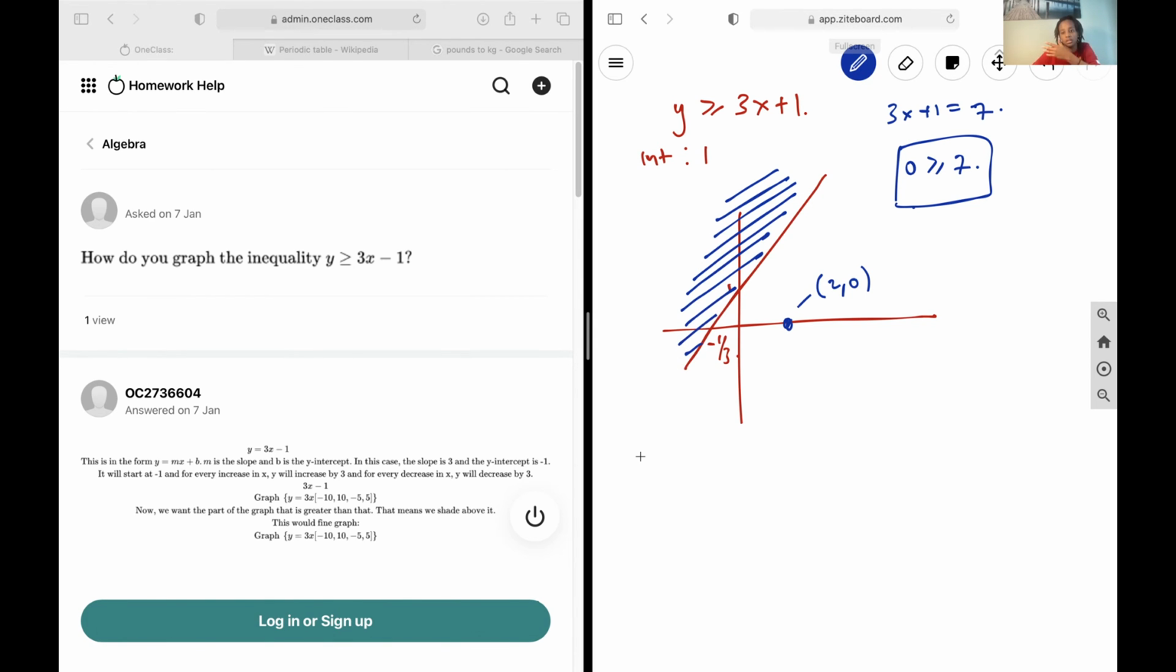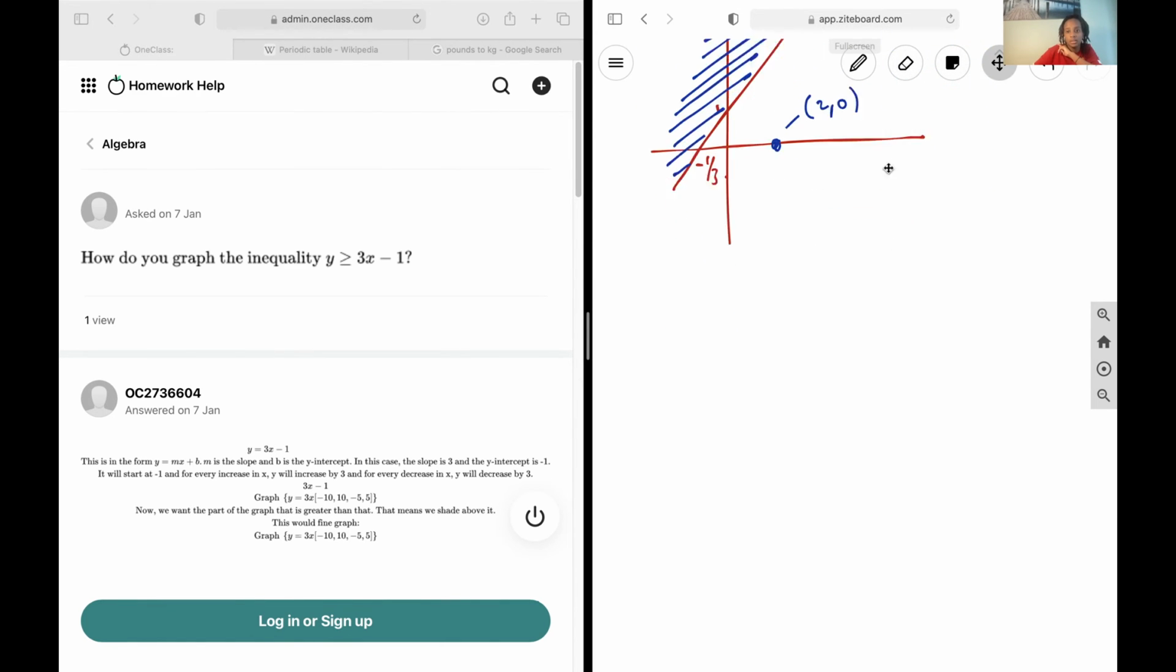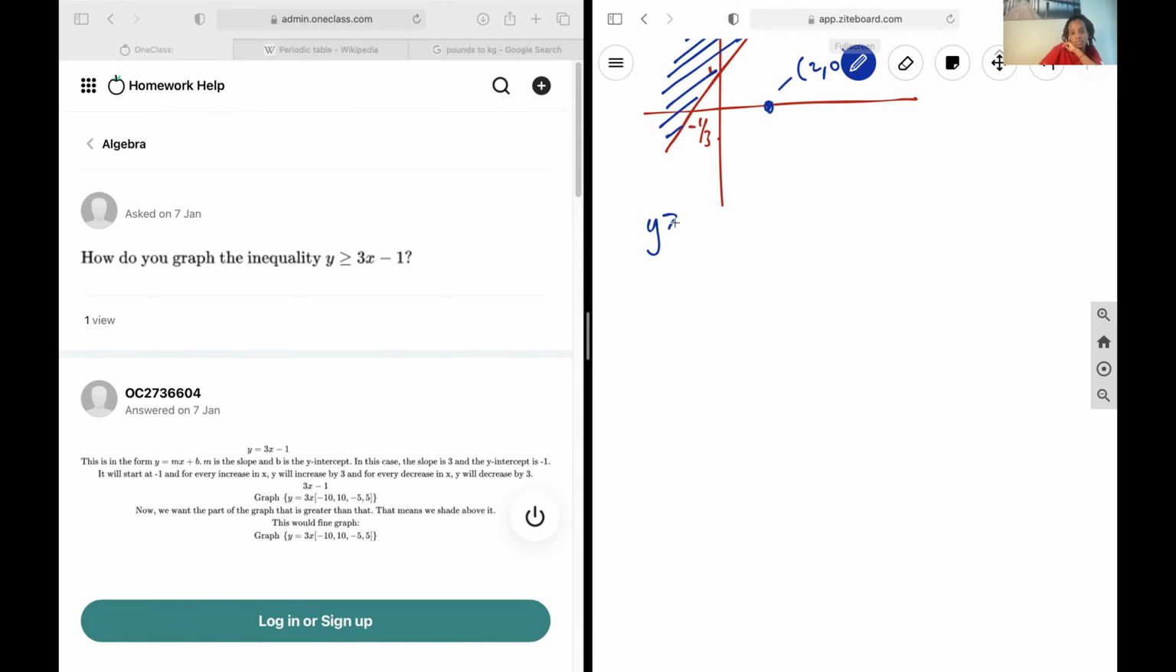And that's just if you have an issue figuring out which side you should shade. So we've shaded in the correct side, and oops, it looks like I actually did the wrong function. So this is for 3x plus 1, which is a great example. Let's do 3x minus 1. Again, that will have a positive slope that intercepts at -1 instead. And this is going to be 1 over 3. So this is our function.